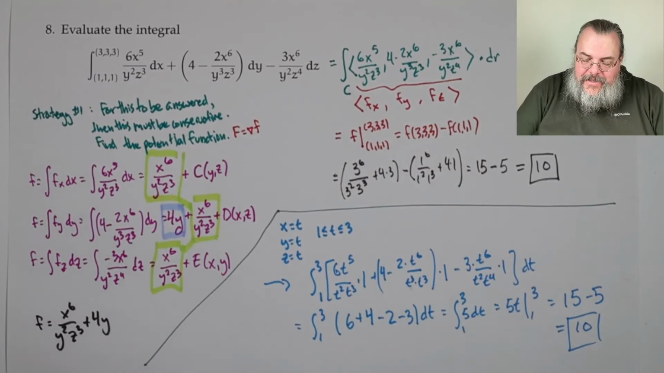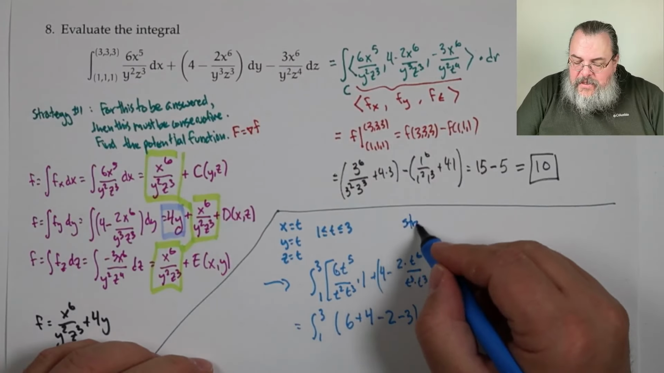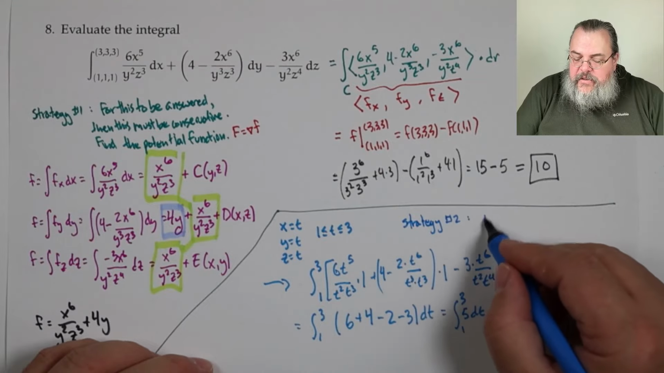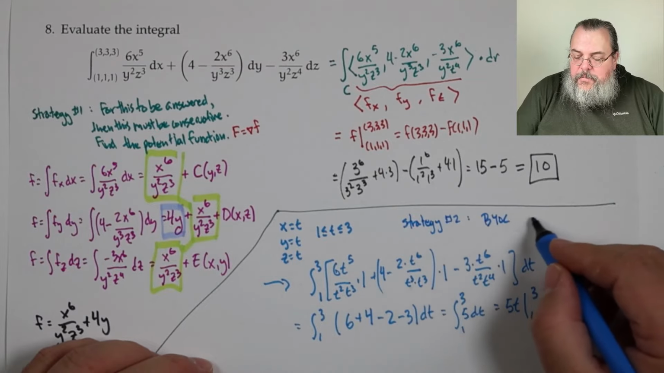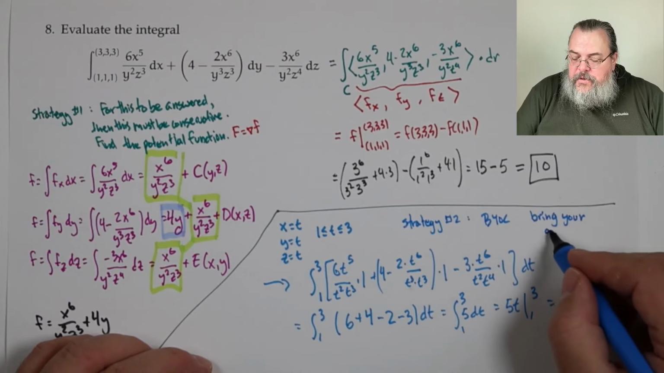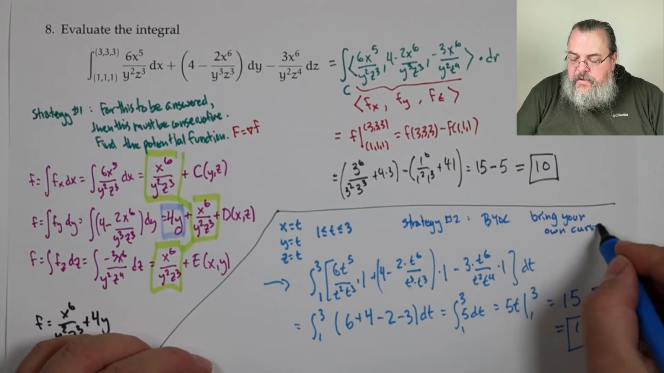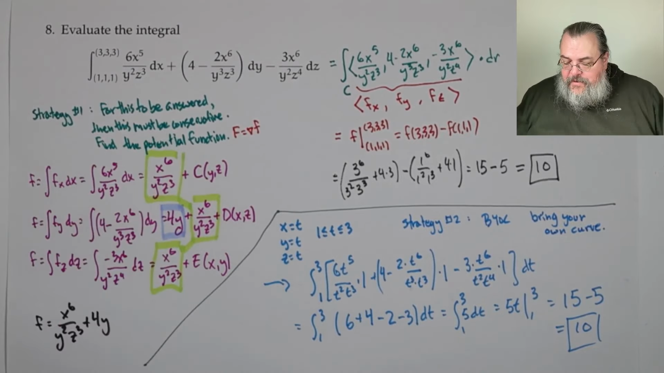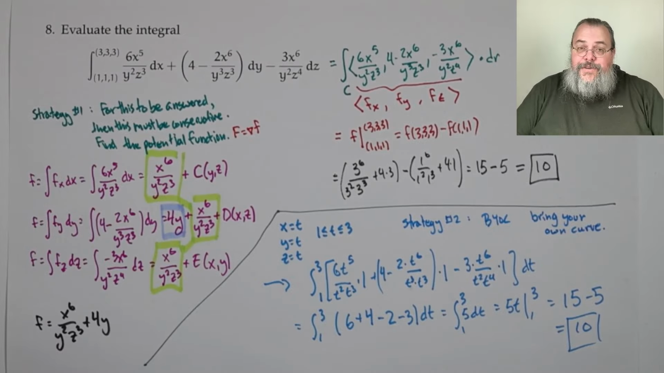So here, this is strategy number 2. And I should have mentioned what this strategy is. I like to call this BYOC. Bring your own curve. Right? We have to start at 1, 1, 1, end at 3, 3, 3. We know it's conservative, otherwise it would be a pointless question. So we bring a curve that's very simple to describe and gets the job done. And that's the answer.